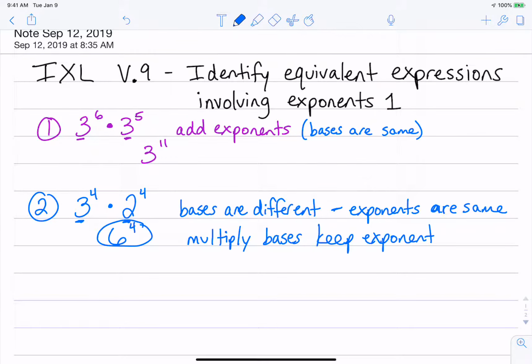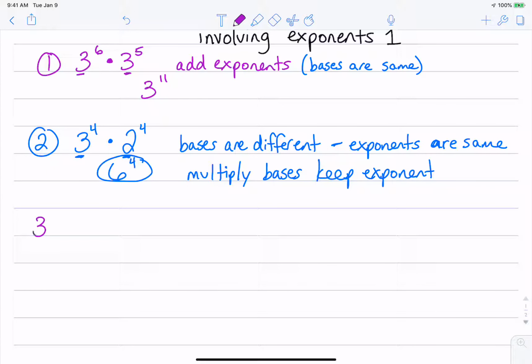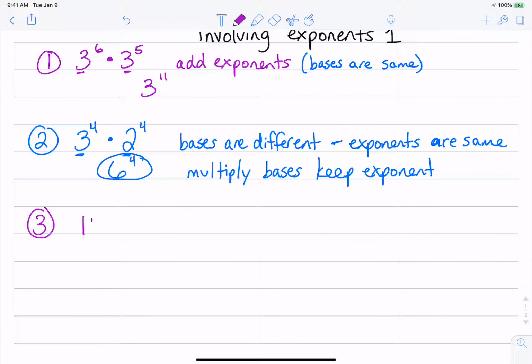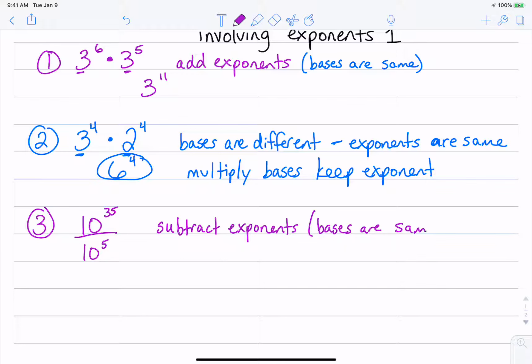Okay, so now let's look at some division. So here, for division, let's say we have the same bases. So let's say 10 to the 35th divided by 10 to the 5th. All right, in this situation, we're dividing, same base, so this is when we would want to subtract exponents. And this is bases are the same. Okay, so we would have 10, and then 35 minus 5 would give us 30, so 10 to the 30th would be our answer.